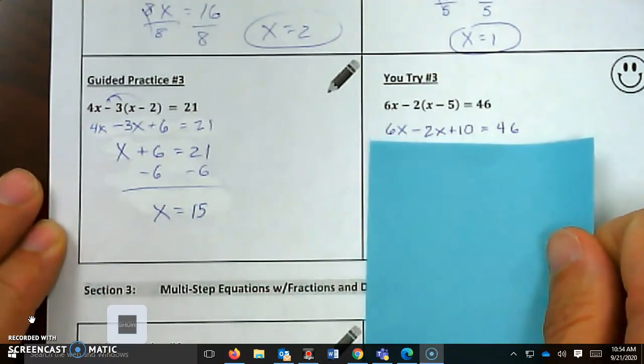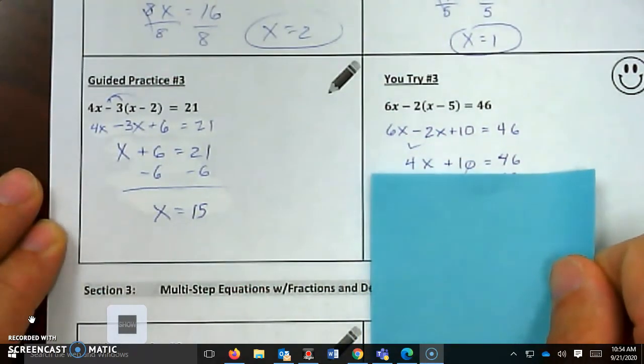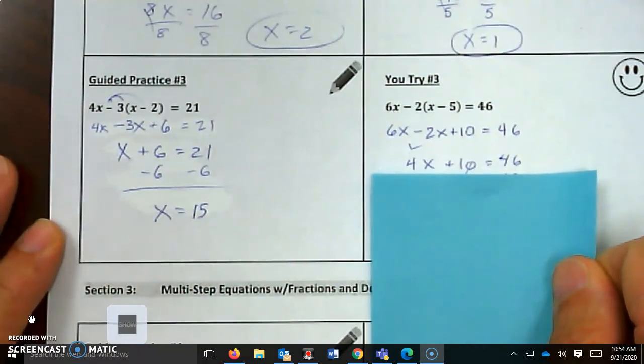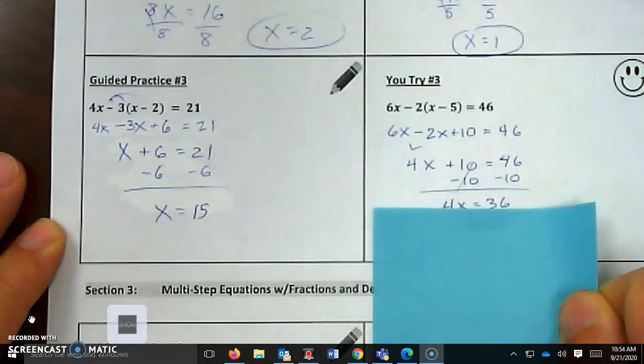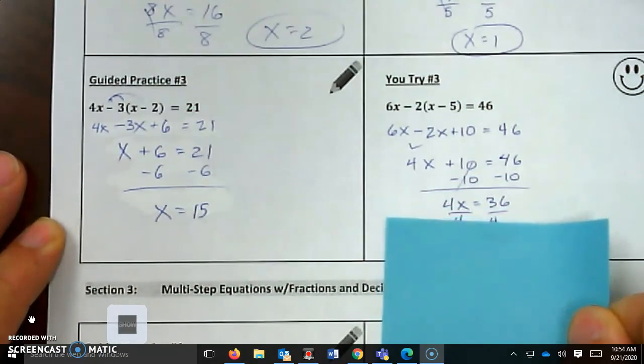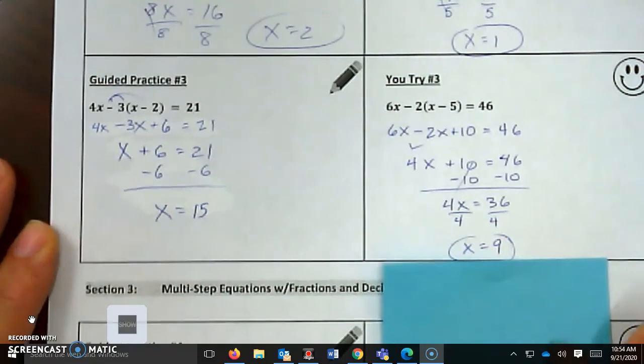Well, then I'm just going to combine the 6x and 2x. They make 4x. Subtract 10 on both sides. It will look like this. And you can divide and get a 9. That's essentially what you will do on the assignment.